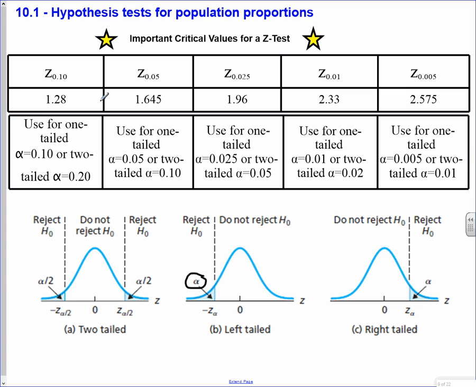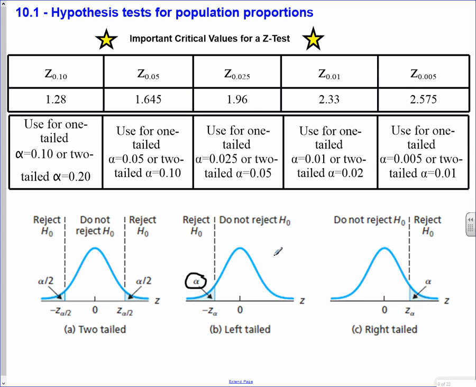Now, these are all going to be z values, so they're coming from the normal table. You could get them using your inverse norm on the calculator, but these really are probably the 5 most common that you'll use. It's rare to have an alpha level of like 12% or something different than 1, 5, or 10. That's pretty much what we're seeing here, the critical values for that.